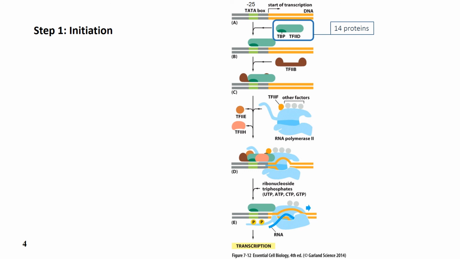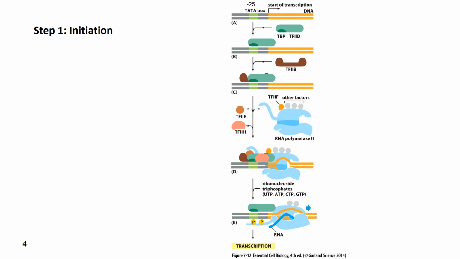This will initiate a cascade of the binding of other general transcription factors, including TF2B, TF2F, TF2E, and TF2H to assemble a multi-protein complex, including RNA polymerase II, that will all gather around that promoter site of the gene that's meant to be transcribed.